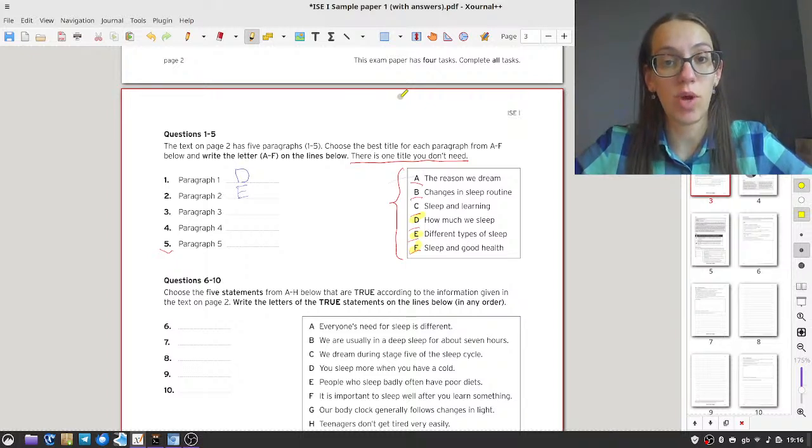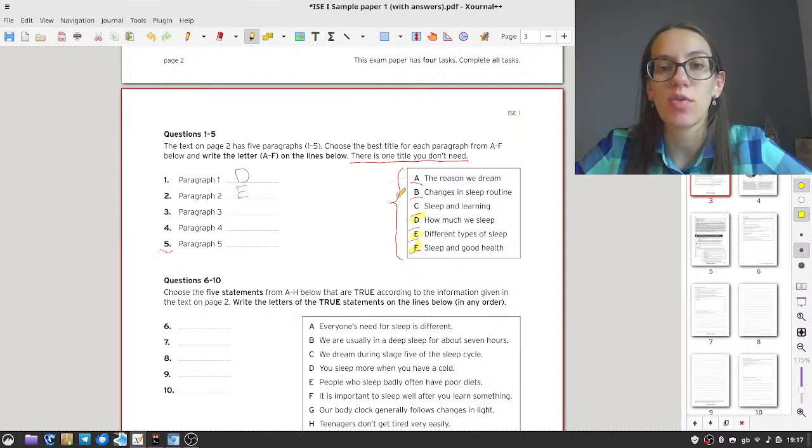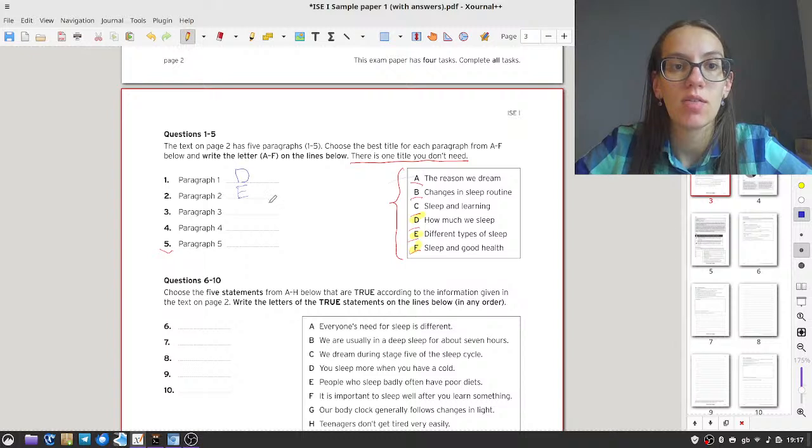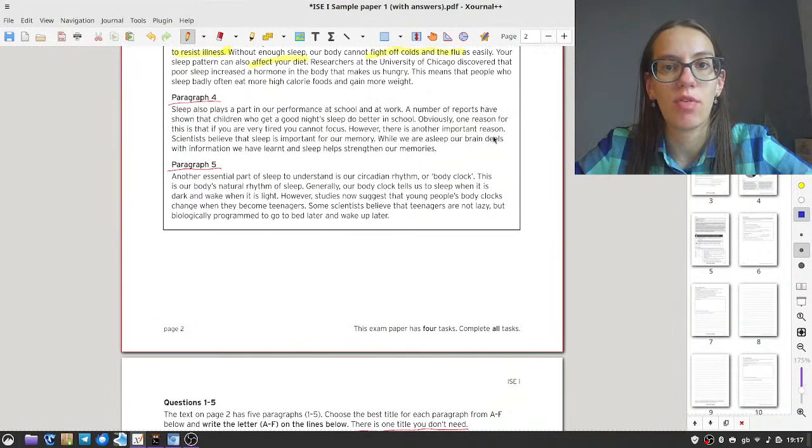Yeah, even when you already decided that D is for paragraph 1 and D is for paragraph 2, it's a good idea to look at these options again for each paragraph. So how much we sleep doesn't work, and different types of sleep doesn't work. We don't talk about types of sleep, we talk about the connection of sleep and our health. So let's put letter F here. And we do this with paragraph 4 again.